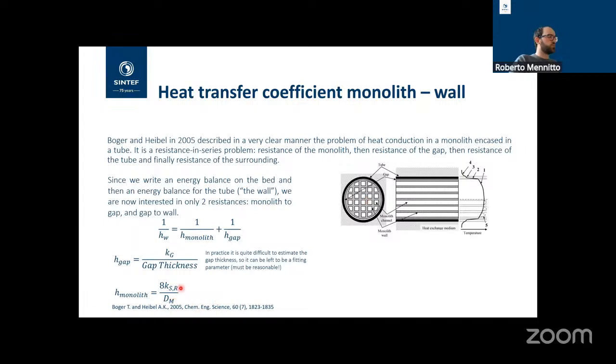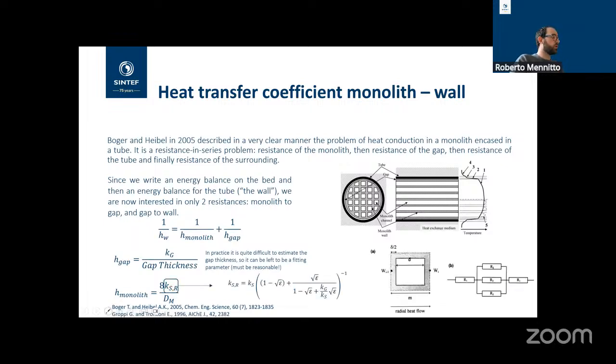Now, the problem is how do we write the radial thermal conductivity of the monolith? And for this one, there is a beautiful work from Groppi and Tronconi on how to calculate the radial thermal conductivity. So what they did was, again, to take a representative channel of the monolith and to ask themselves the question, what are the resistances that the heat flow is going to see if it travels from left to right?